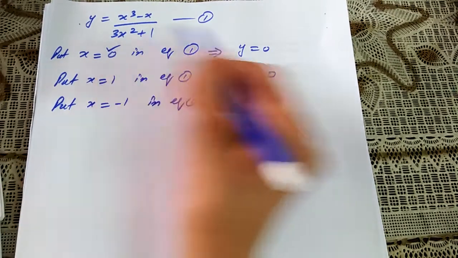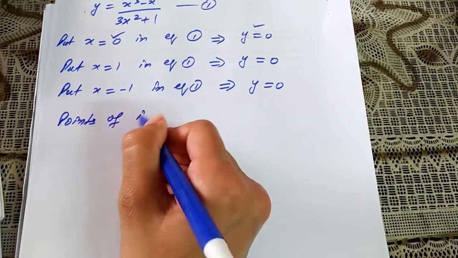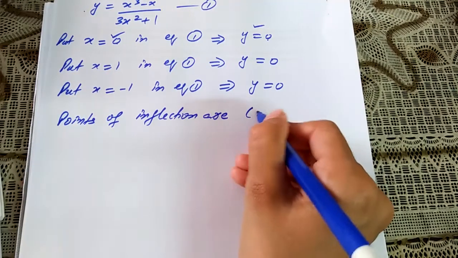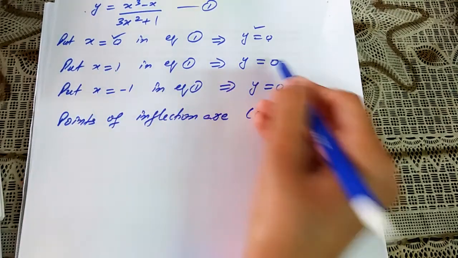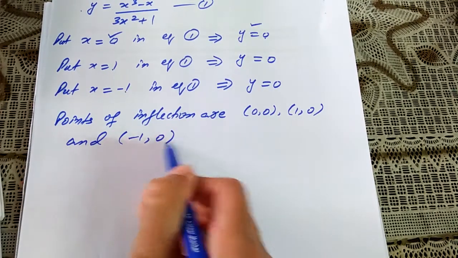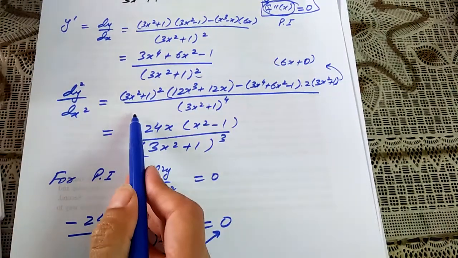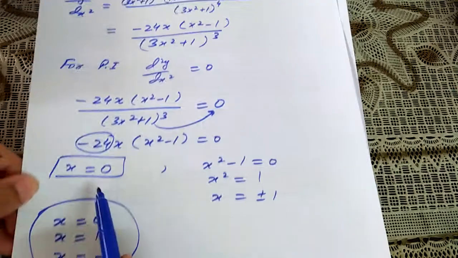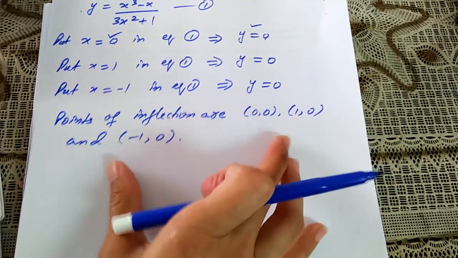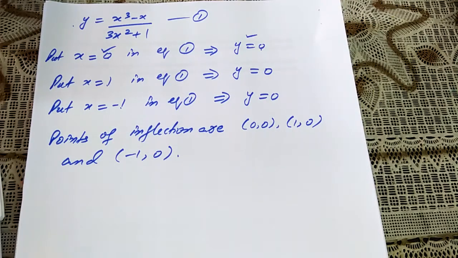So it means we have 3 points of inflection. The first point is the ordered pair (0, 0). The second point is (1, 0). And the third point of inflection is (minus 1, 0). So what you have to do in these questions: find the first derivative, then the second derivative, make the second derivative equal to 0, get the values, put these values in the given function and make ordered pairs. These ordered pairs are your points of inflection. So this was question number 14. Now move on to question number 15.